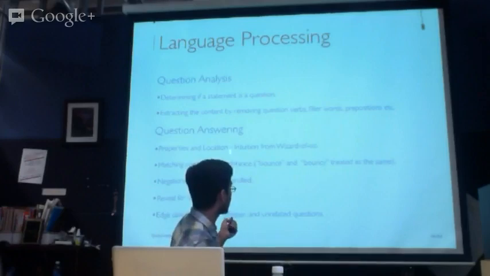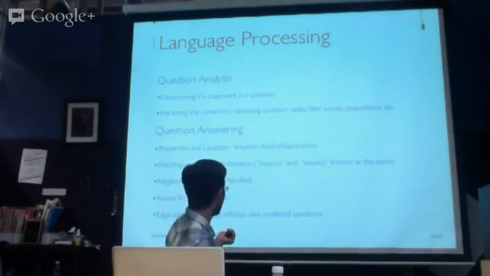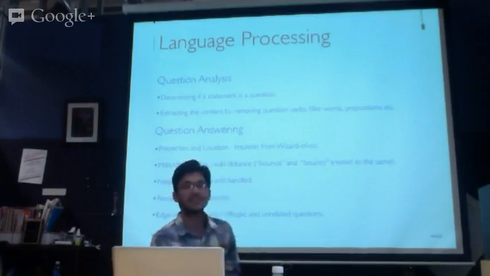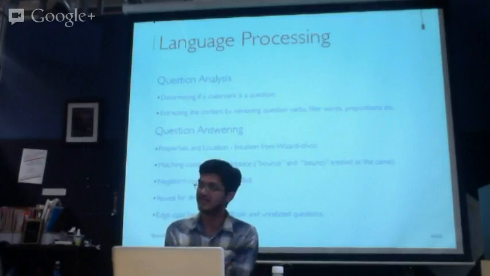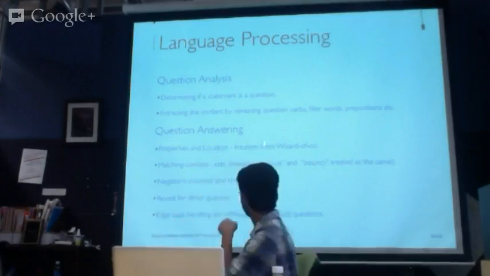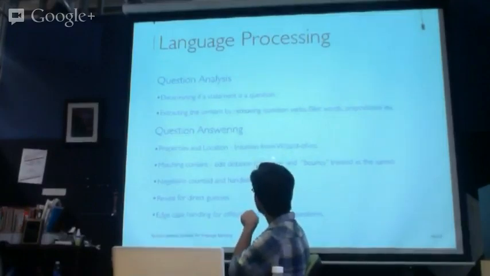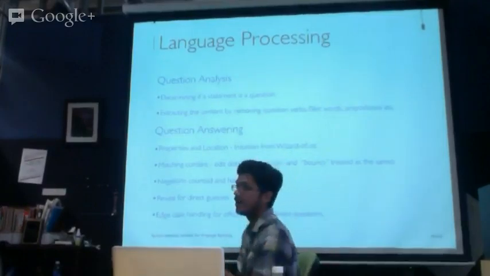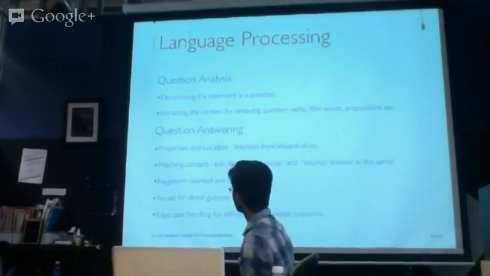That content is used as a query into an XML, and that XML has been constructed from intuitions from the Wizard of Oz and the feasibility study. We match the content using edit distance so that properties that are close to each other are matched as the same. So if the content that is extracted was bounds, it could be treated as the same as bouncy. If you had bounds in your XML and you sent in bouncy, it could still be resolved because we are using edit distance of the incoming property.